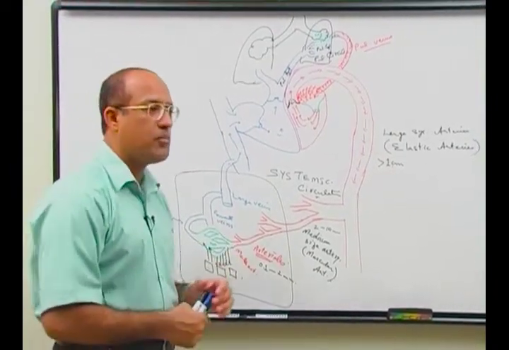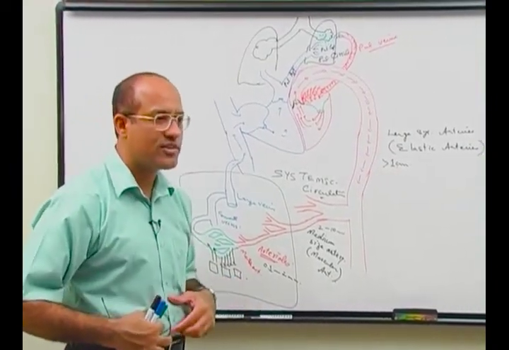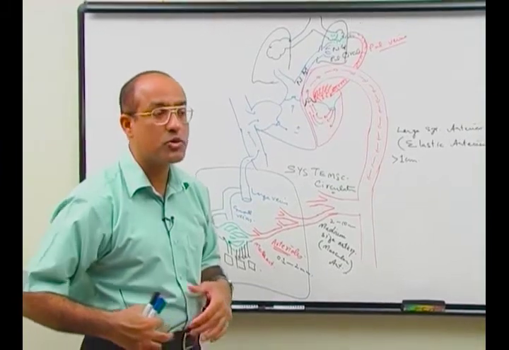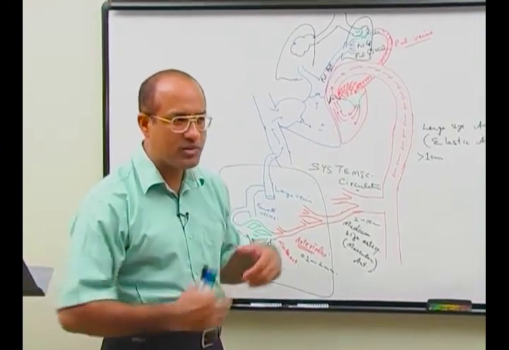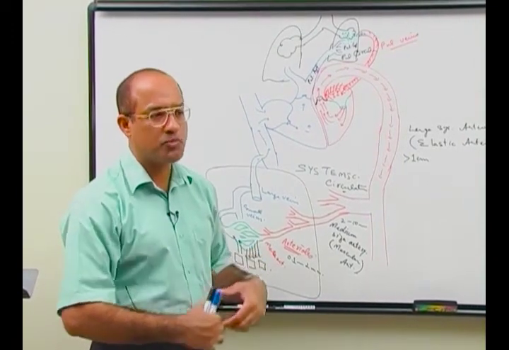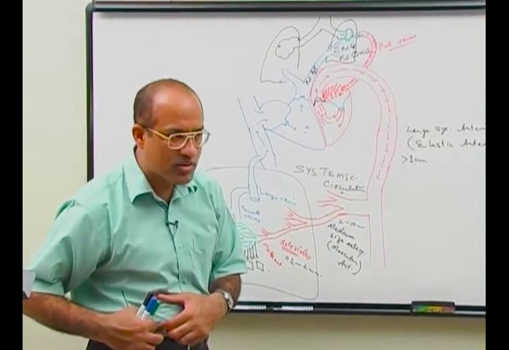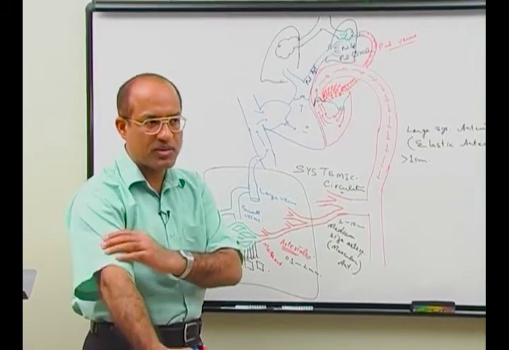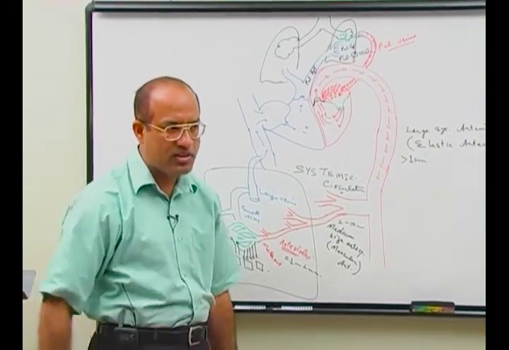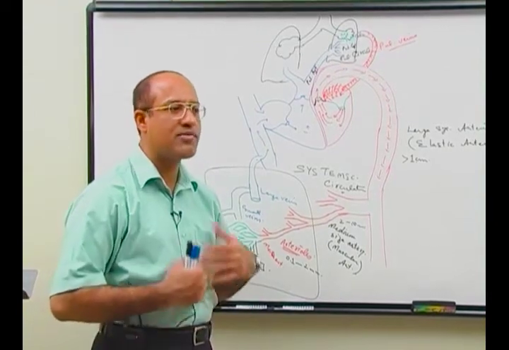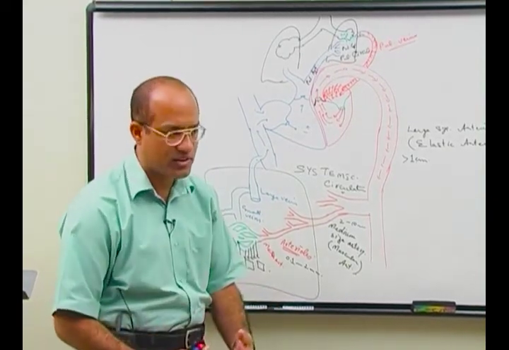For example, blood which is passing through your kidneys is part of systemic circulation, right? Blood which is passing through the GIT is systemic circulation. Blood which is passing through these muscles is systemic circulation, because blood which is coming to all these tissues is actually coming from the left heart and aorta and its branches.